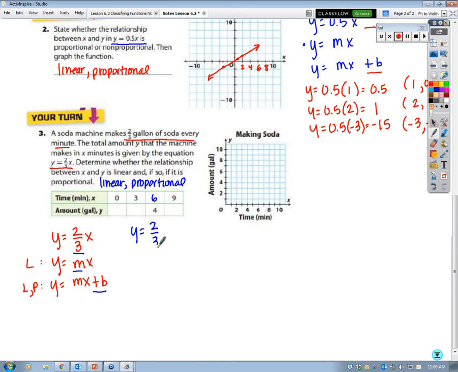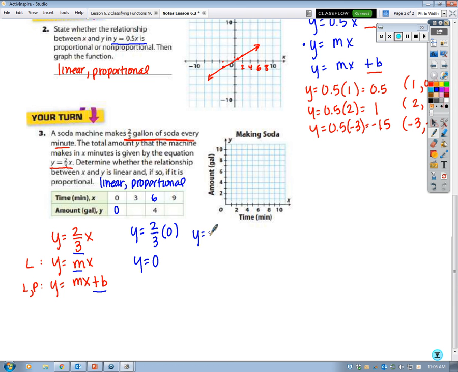Y equals 2/3 times 0. Well, anything times 0 is 0, right? So that proves to us that when x is 0, y is also 0. So that proves to us that it is proportional. We've got my next one here.